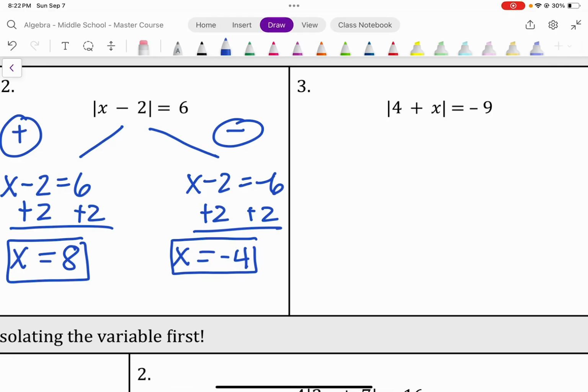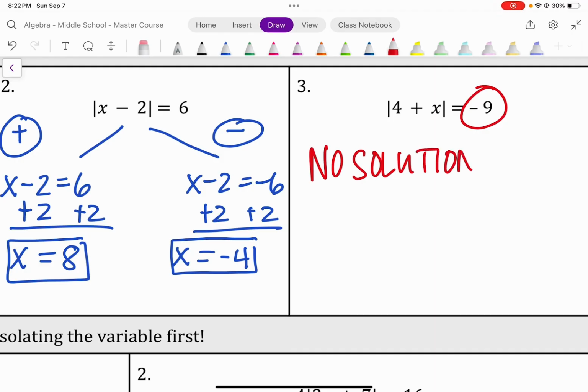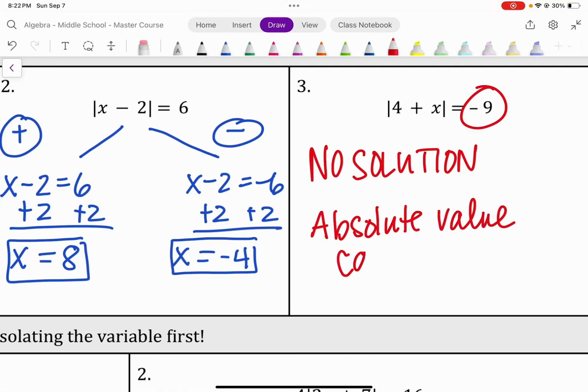Our next one has absolute value with nothing else set equal to negative 9. So this is a no solution answer because absolute value cannot equal a negative.